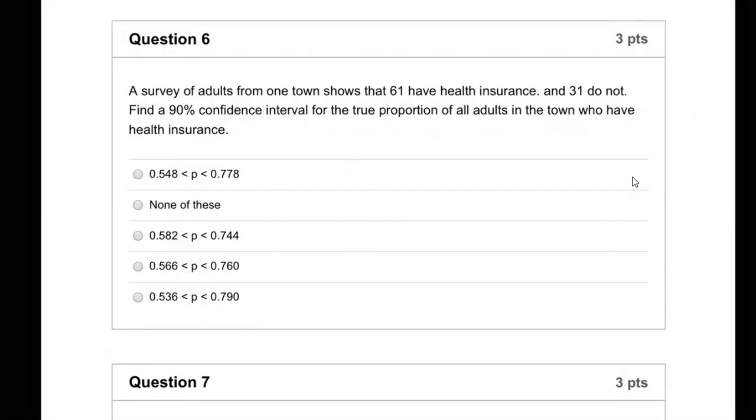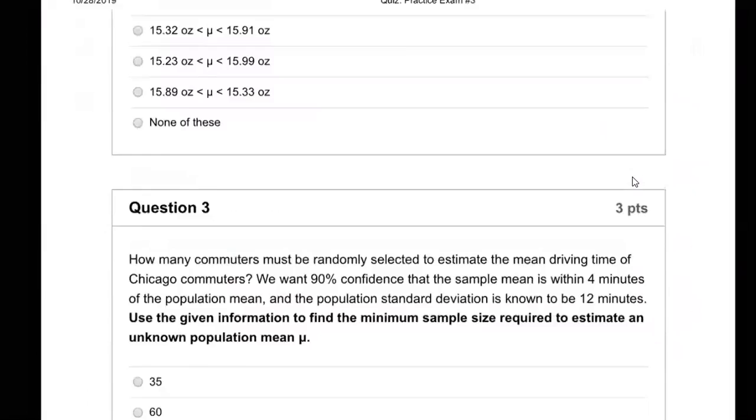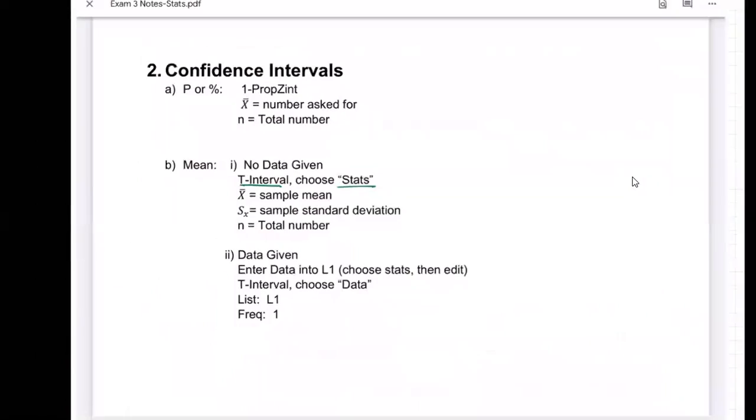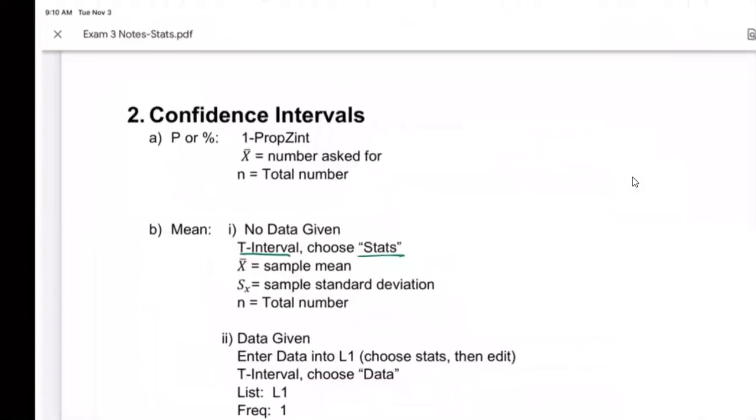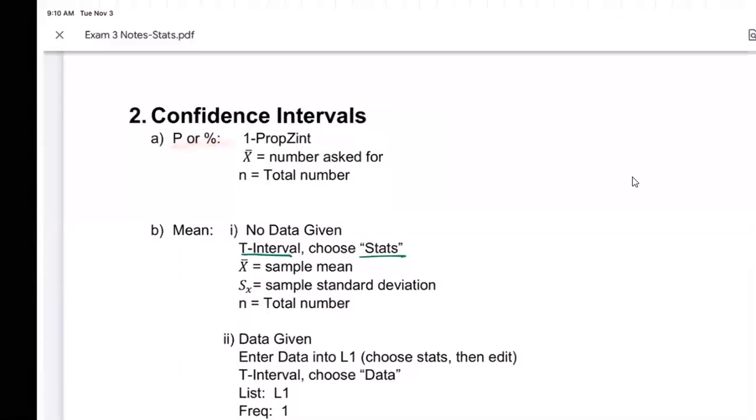This is a confidence interval with a p, a percentage, a proportion kind. So you can identify that. You'll be able to see that on the exam. So then what do we do about that? Well, that means we're gonna do the 1 prop z interval.